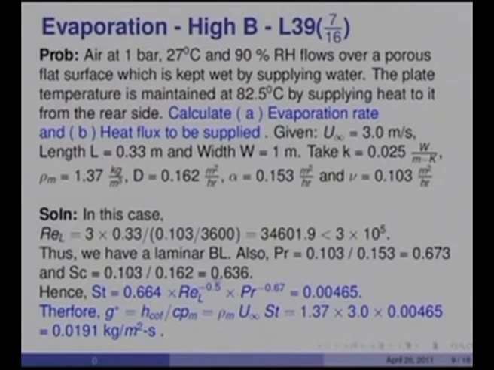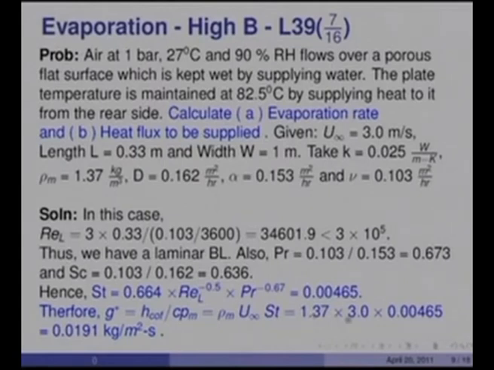The Schmidt number will be 0.636, and therefore, the Stanton number relationship for a laminar boundary layer is 0.664 Re_L to the minus 0.5, Prandtl to the minus 0.67. You will recall this was the solution we developed from similarity solutions, and that would be equal to 0.00465. And since Prandtl number is very close to Schmidt number, we can readily say G star will be h_c over c_pm, which is rho_m U infinity into Stanton number, and that rho_m is 1.37.